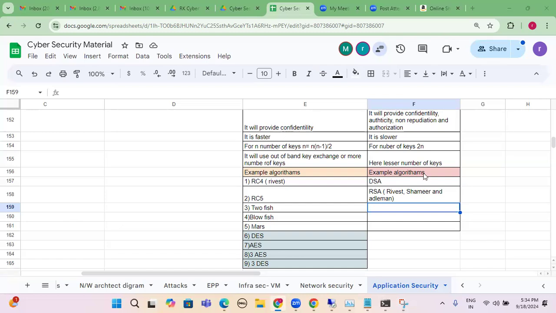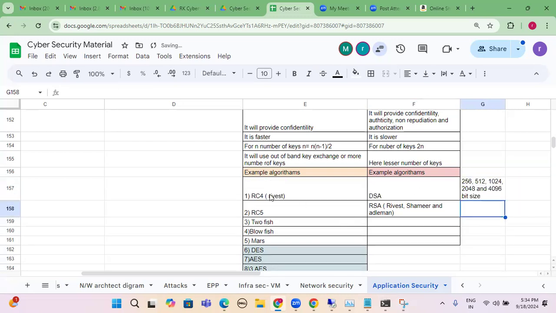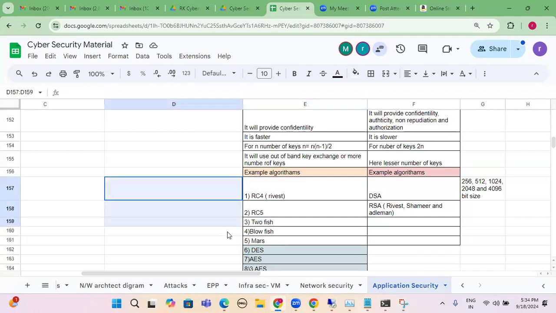For these asymmetric algorithms, the bit sizes supported are 512, 1024, 2048, and finally 4096 bits. So that's why these are the strongest algorithms. Coming back to the symmetric algorithms, they support only up to 32, 64, or 128 bits. So the bit size is very, very small, and that is the reason a hacker can hack easily. These algorithms can use only very small bit sizes.